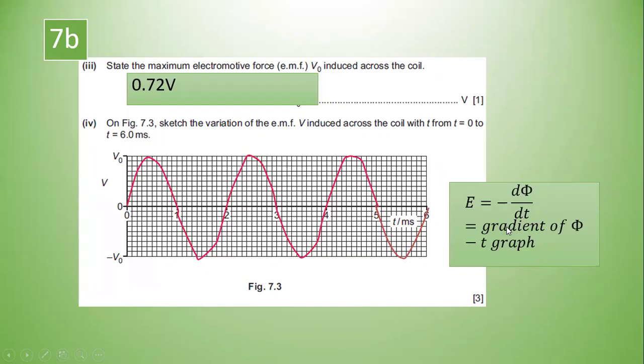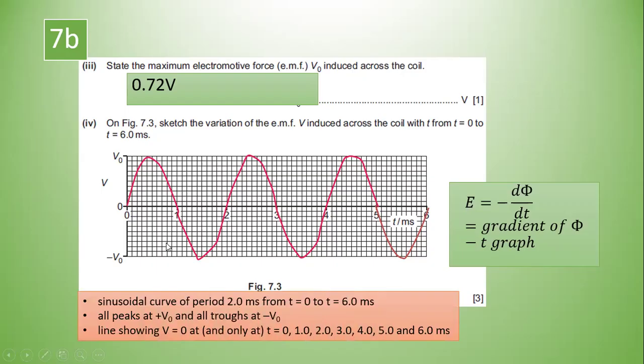There's the gradient of the phi-t graph. Usually they don't bother about the negative sign. So even if you draw it upside down, a minus sine graph also can. They will give you the mark. That's the marking scheme. They will look at the period, and then the full graph.